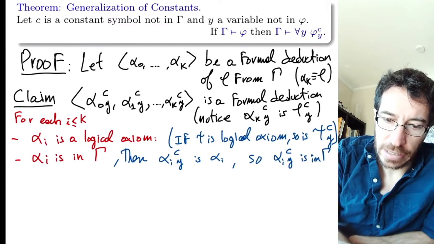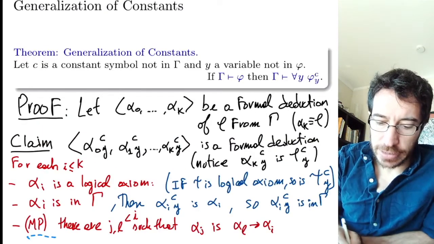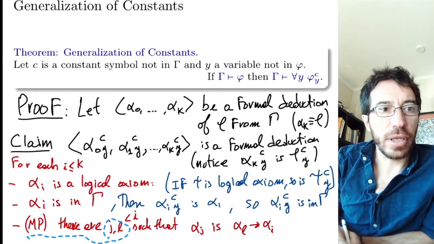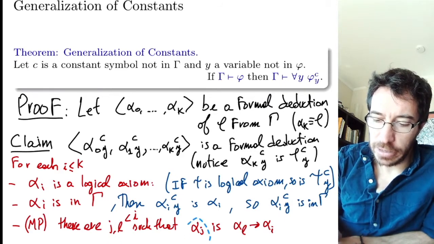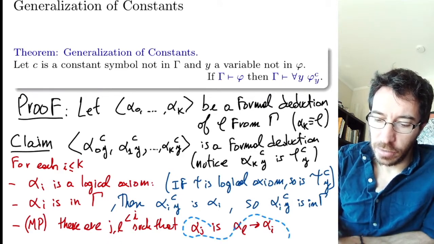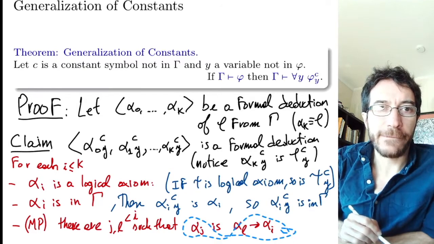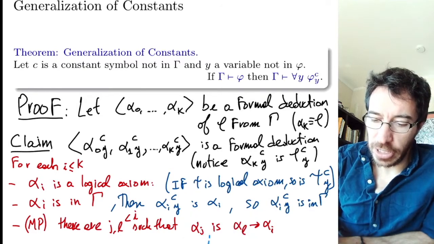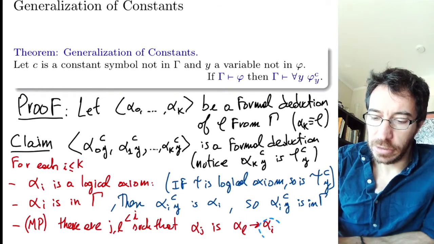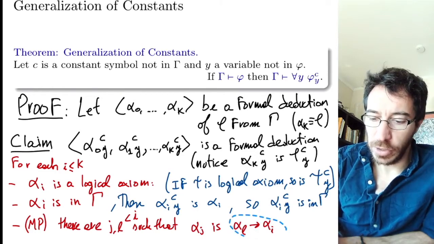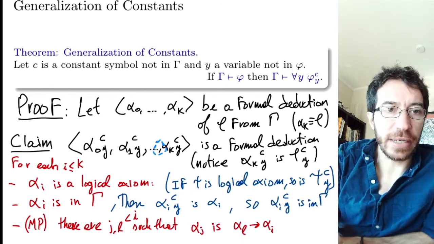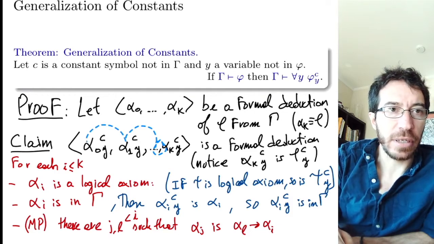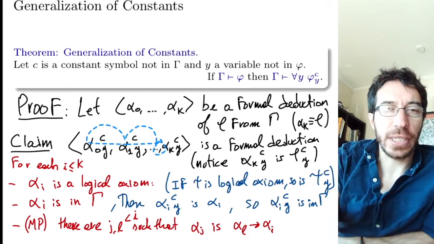Okay, and then the last one, modus ponens, says that there are two previous lines, j and l, below i, such that together we get alpha i. So alpha j is of the form alpha l implies alpha i. So that means this one together with alpha l will give us alpha i. Somewhere there is alpha i, and below somewhere you have alpha l, and below you have somewhere alpha l implies alpha i. So together they give alpha i.